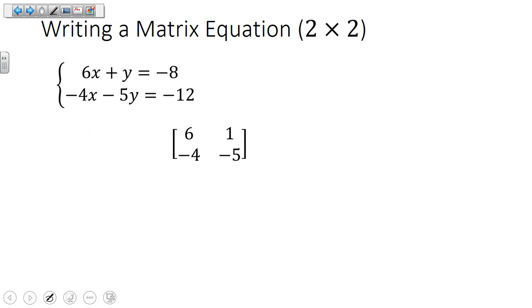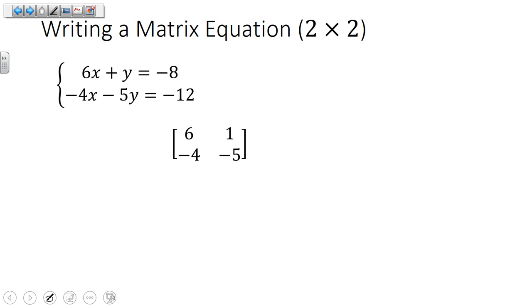Now, let's take a look at another way to solve a system of equations. And it all starts with learning how to write a matrix equation. So we're going to take a look at how to write a matrix equation for a 2 by 2 system. When I say a 2 by 2 system, I call it that for several reasons. One, we're going to be creating a 2 by 2 matrix, but it's also 2 equations with 2 unknowns, so 2 by 2.